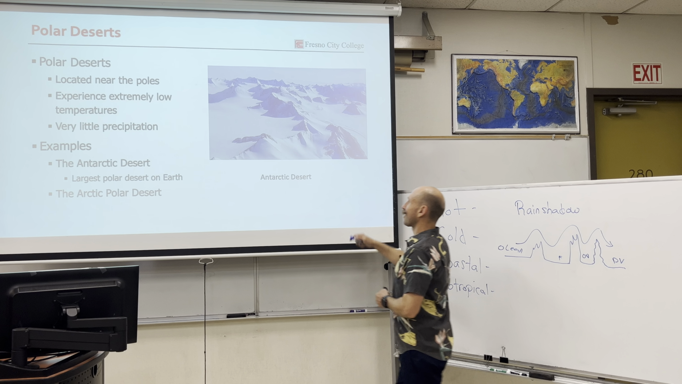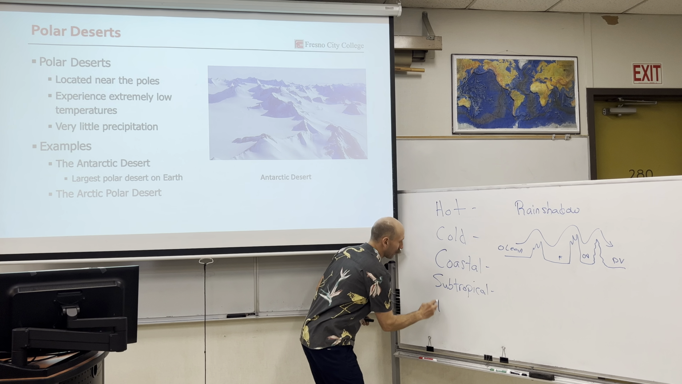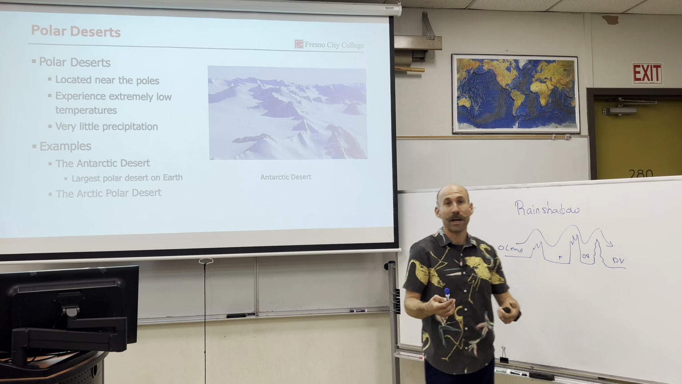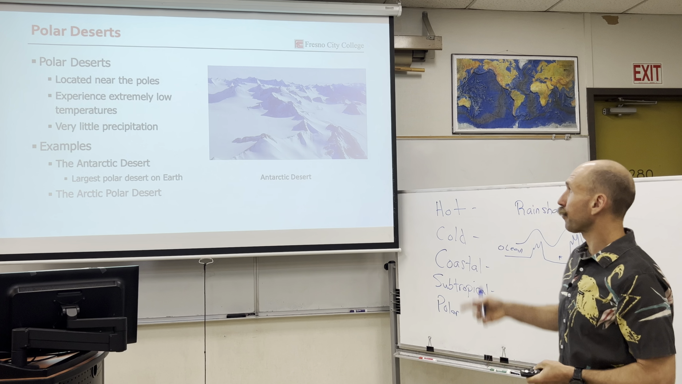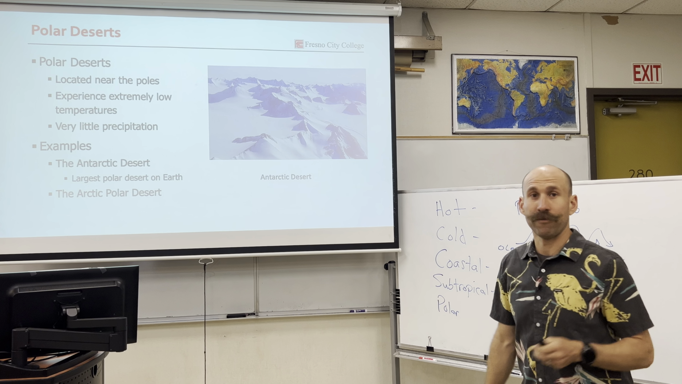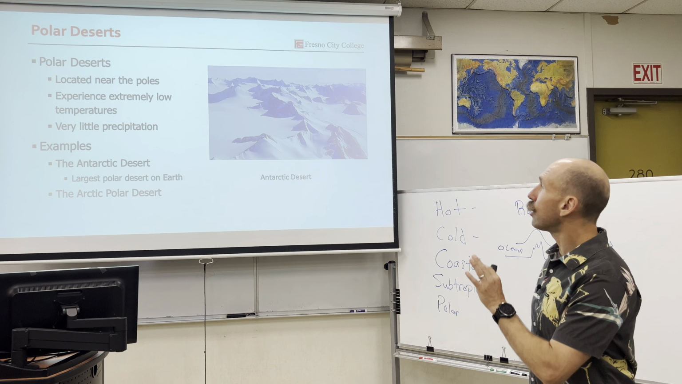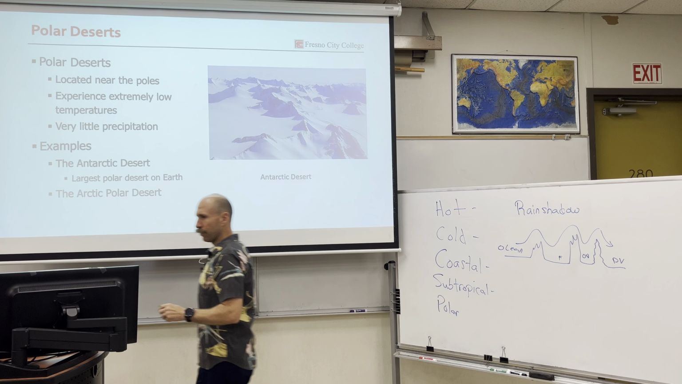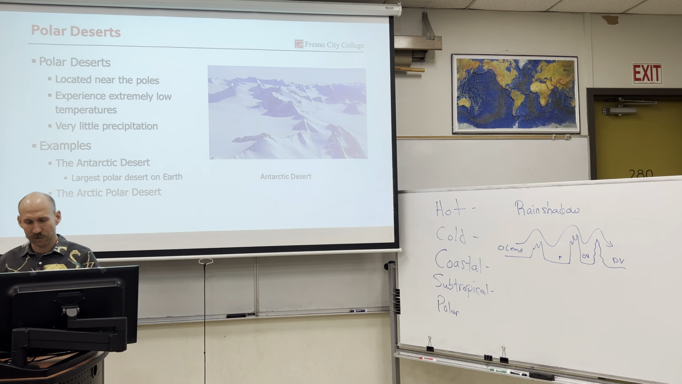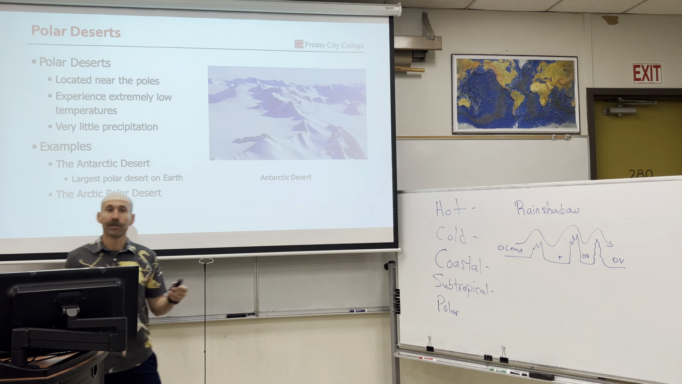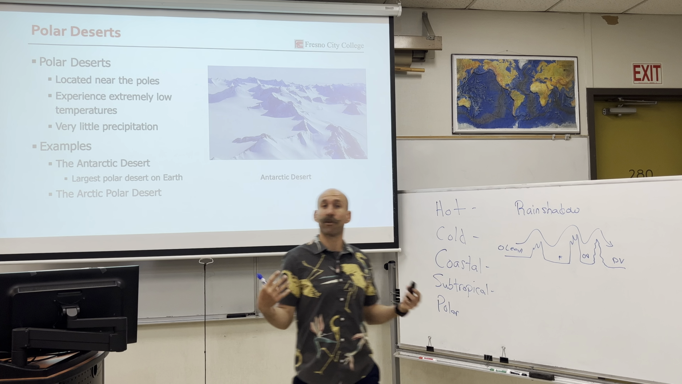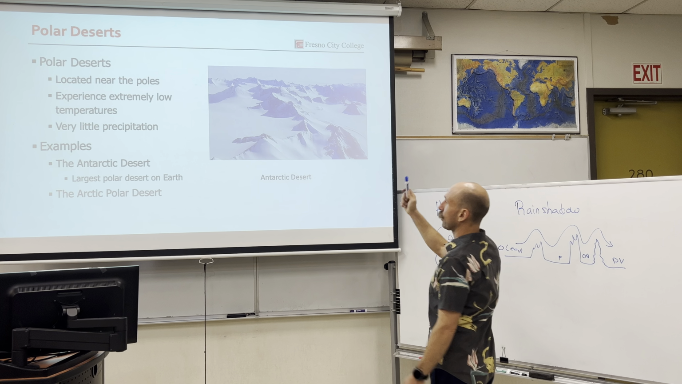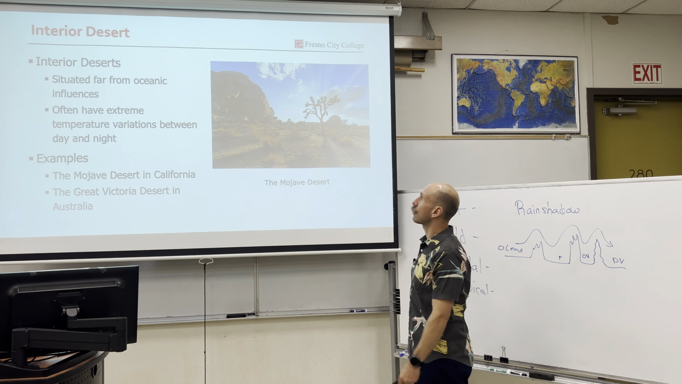Polar deserts. These ones are very cold. These are cold deserts, but located at the poles. Very low temperatures, very little annual precipitation. Most of the precipitation falls as snow, and then it persists because it is so cold. And here we have the Antarctic desert and the Arctic polar deserts.